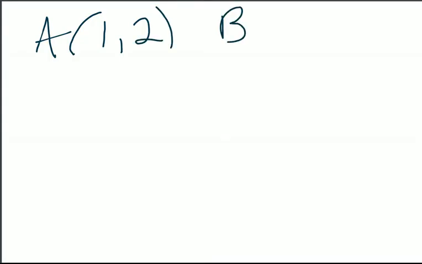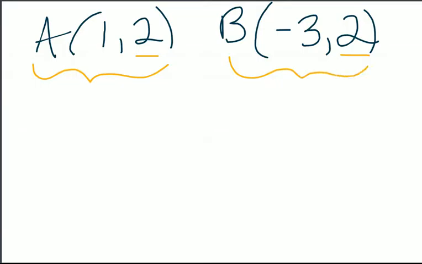Okay, let's say you want to find the distance between point A, which is 1, 2, and point B, which is -3, 2. Well, first you need to decide if it's a horizontal or a vertical line. Which 2 coordinates are the same? That's the y coordinate. And if the y coordinates are the same, then these 2 points, point A and point B, form a horizontal line.